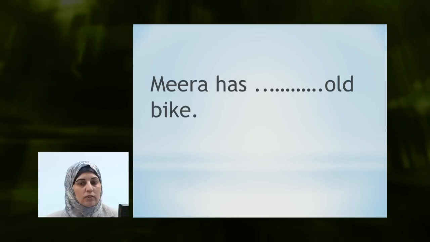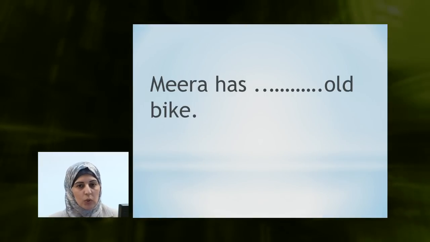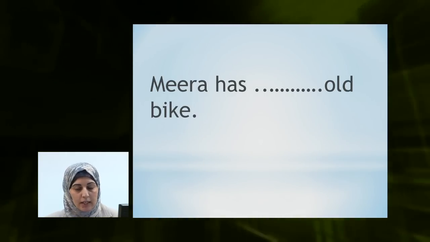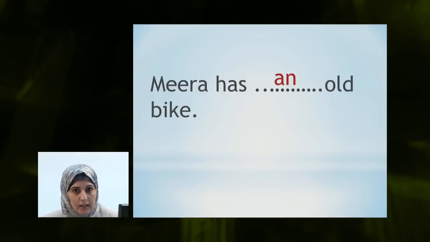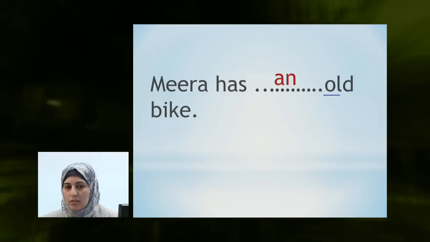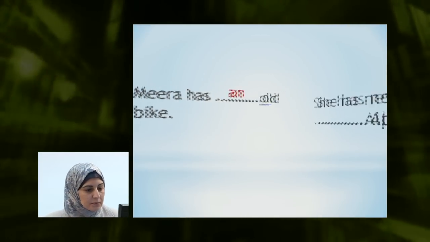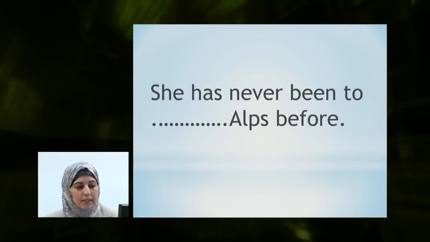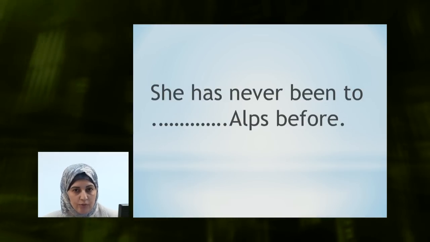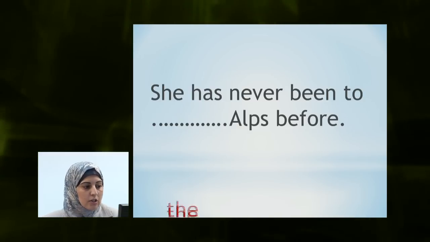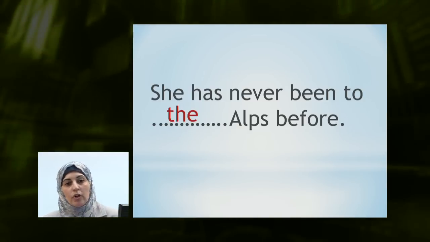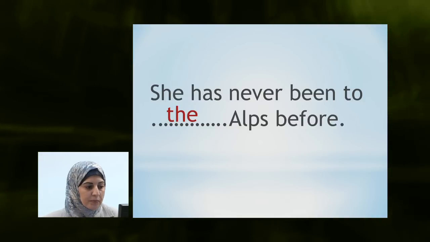Mira has old bike. So you as a listener, do you know which bike I am talking about? No. So Mira has an old bike. Why did I choose an, not a? Because old starts with a vowel. She has never been to Alps before. Alps. Everyone knows Alps. So she has never been to the Alps before.